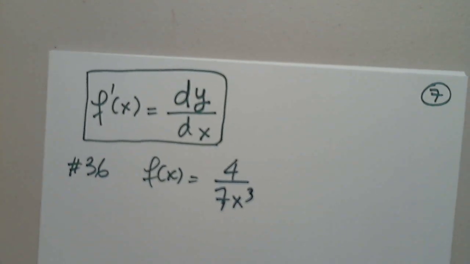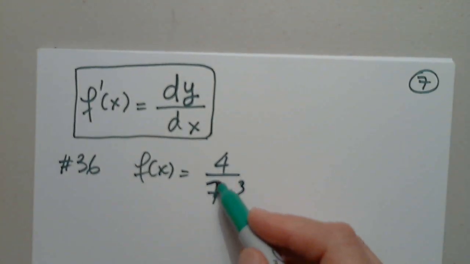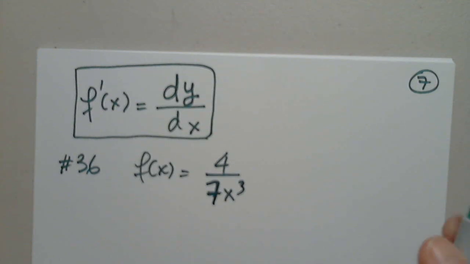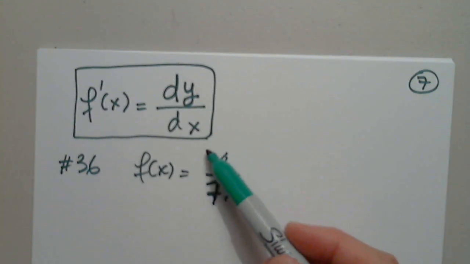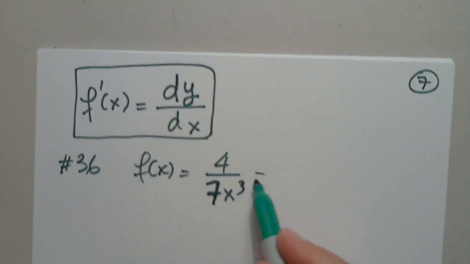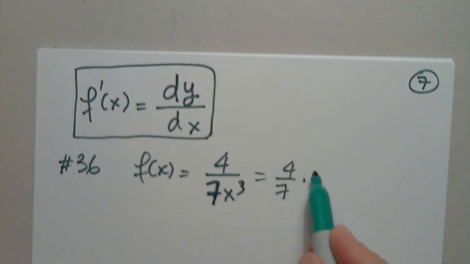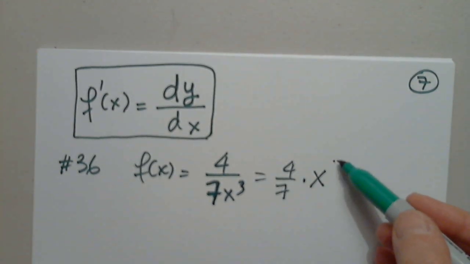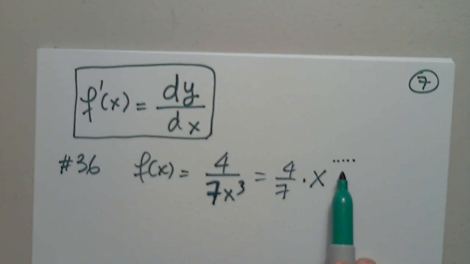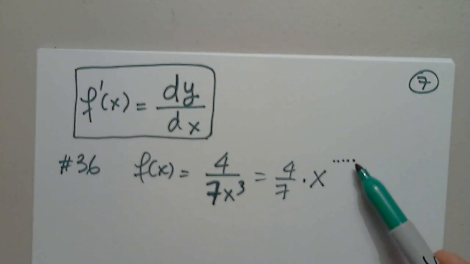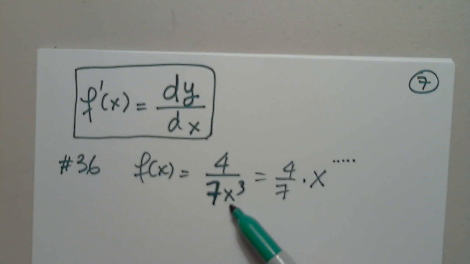Well, remember simplifying, factoring, these are keywords. I don't know how to differentiate this, but I do know that this is the same with 4/7 x to which power? Anyone? Which power should x be in order to go back to the denominator?